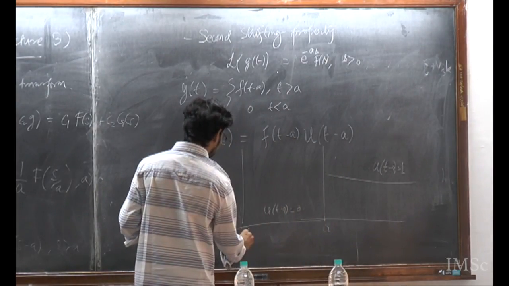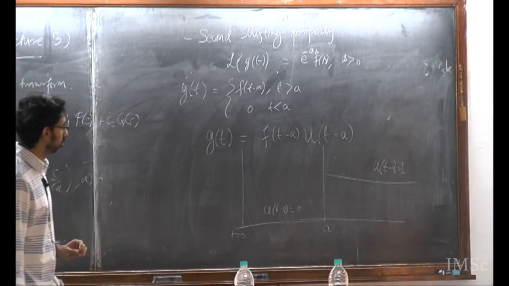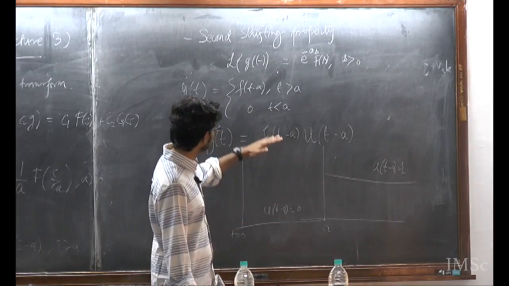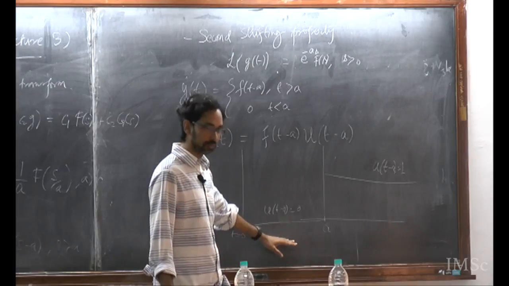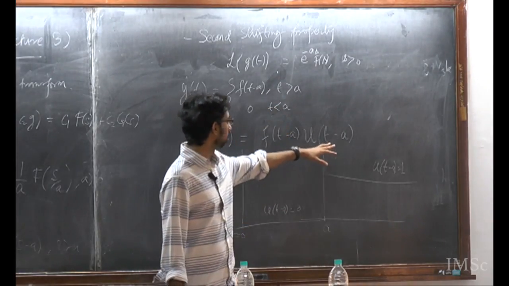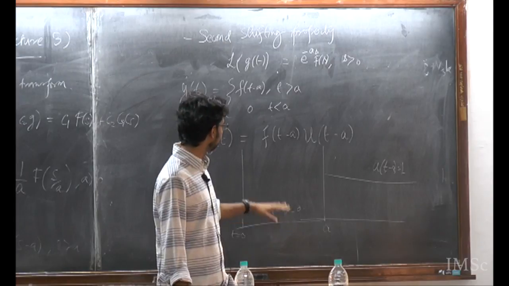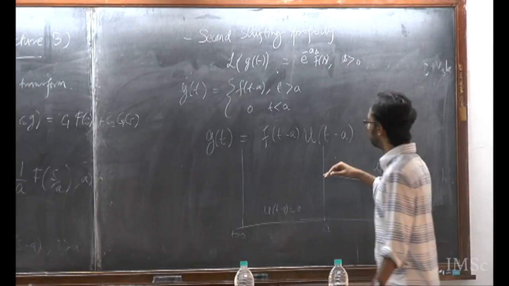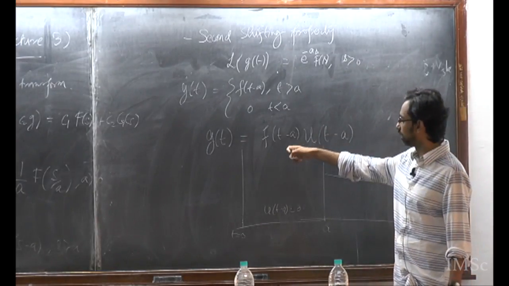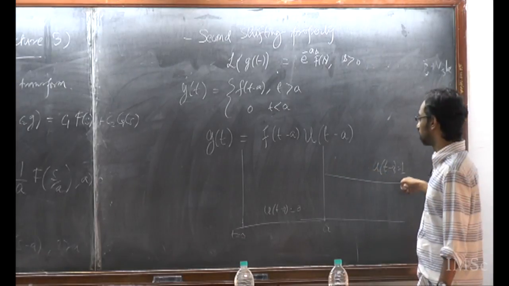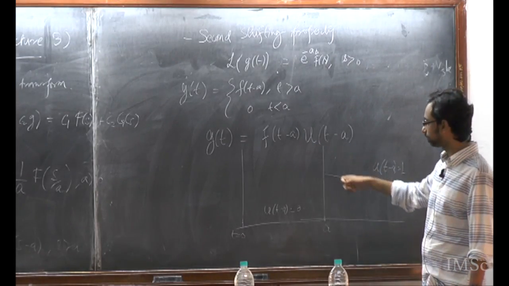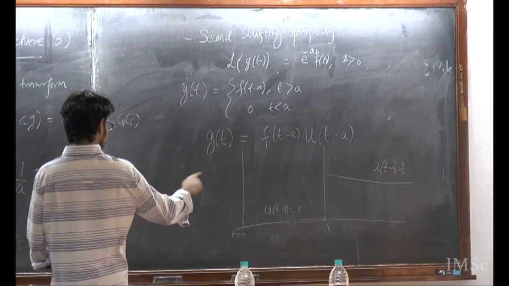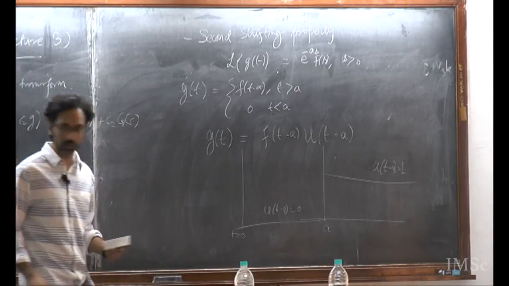So at a, this is a, and here is t equals 0. It makes the function for t less than a vanish. When you multiply, then g(t) will be 0 for t less than a, and it will be the same for t greater than a because it's just 1 in this part. Okay. Very good. This was the second shifting property. I will talk more about it. We will see the Laplace transform of the unit step function also.